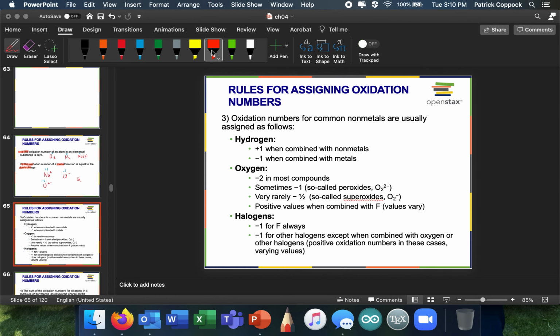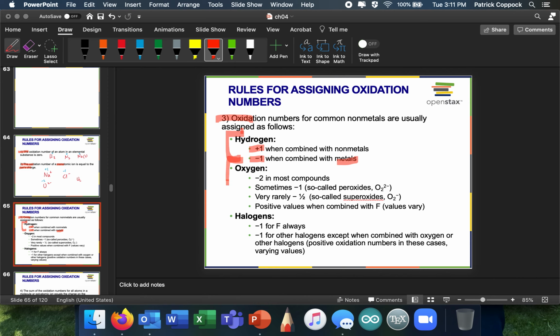Rule number 3 is the oxidation numbers for common nonmetals are usually assigned as follows. Hydrogen is almost always +1. However, sometimes it's combined with metals, in which case it's -1. So hydrogen is usually +1, sometimes it's -1. This is a good solid rule.